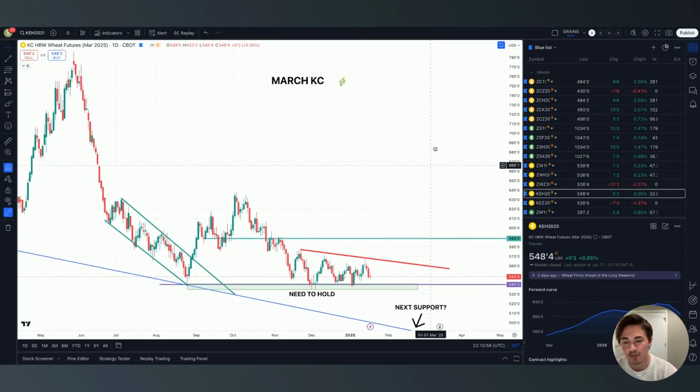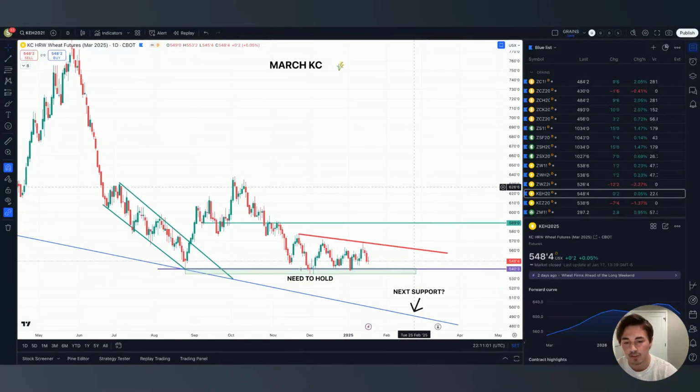Lastly, taking a look at March KC wheat, it's kind of the same story here. We just really need to continue to hold these lows like we've done. Then really bulls just kind of need to take out this new downward trend that we've created. And then the next point of resistance is probably going to be around this 589 or so level.